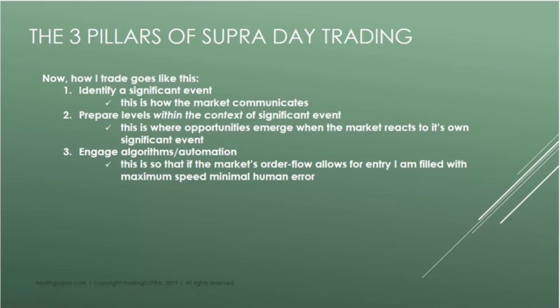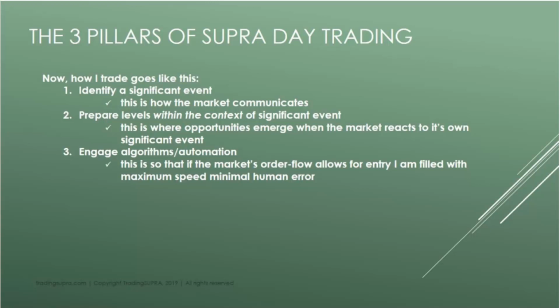The levels that are supposed to matter also convey information. This is where opportunities emerge. They don't always happen, but if they are going to, they will often emerge at specific areas within a context. So I recognize an event, I prepare levels inside of that event, and then I can see: is the market actually reacting to itself? Is it actually following through on what it suggested it currently believed?